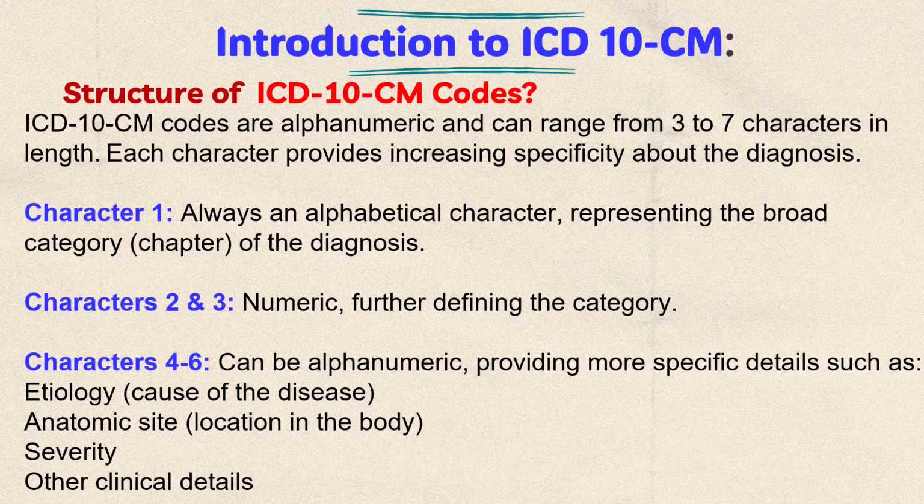Okay, let's see the structure of ICD-10-CM codes. ICD-10-CM codes are alphanumeric and can range from 3 to 7 characters in length. Each character provides increasing specificity about the diagnosis.